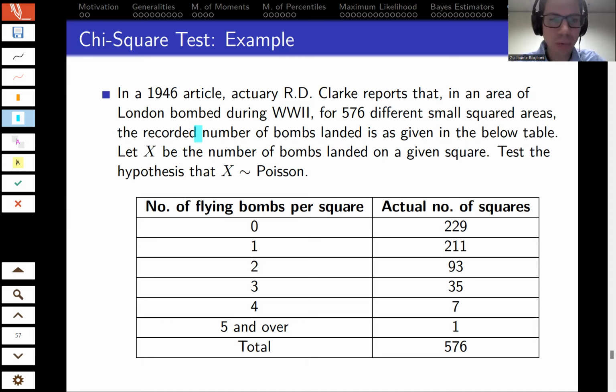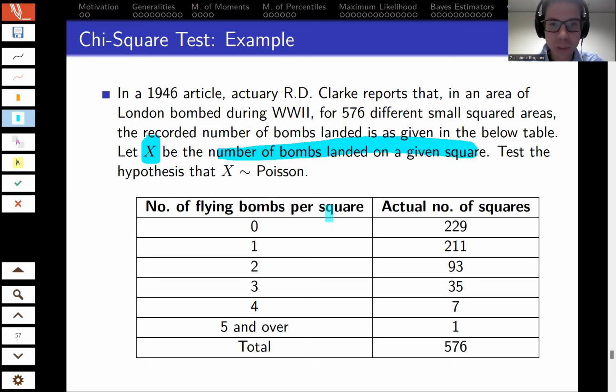They recorded the number of flying bombs that landed, I'm not sure if they arrived by planes or missiles, but anyway, bombs that arrived by air. For every square, we record how many bombs landed. Those numbers are given in this table. X is simply a random variable that counts the number of bombs in any given square.